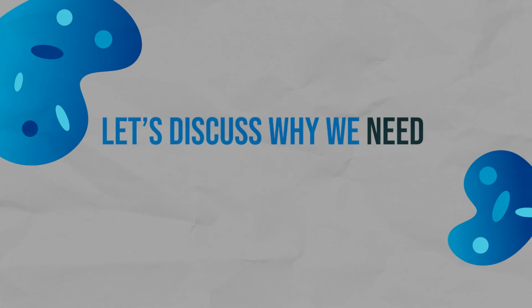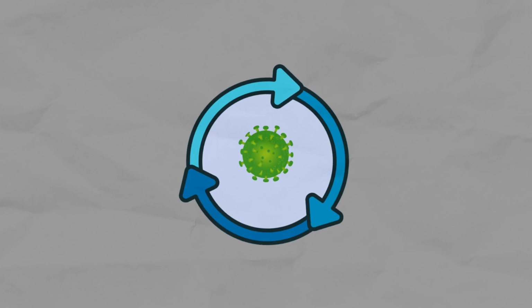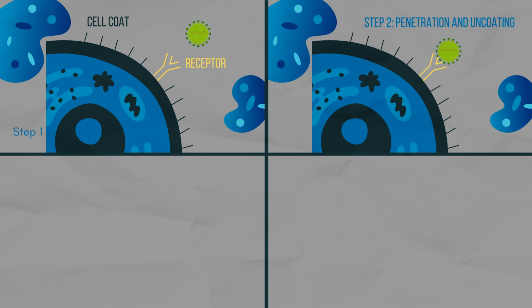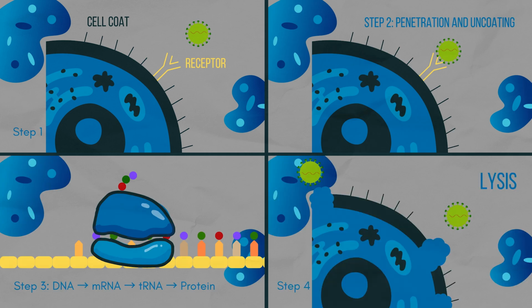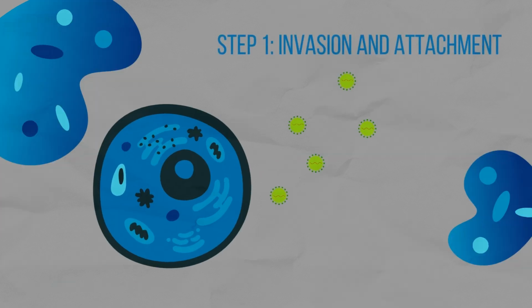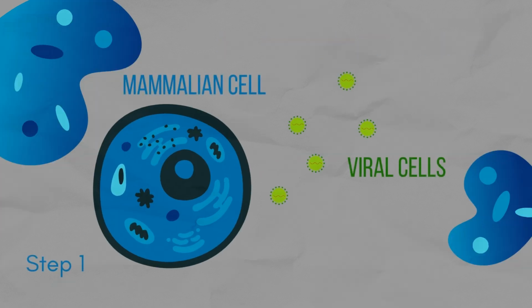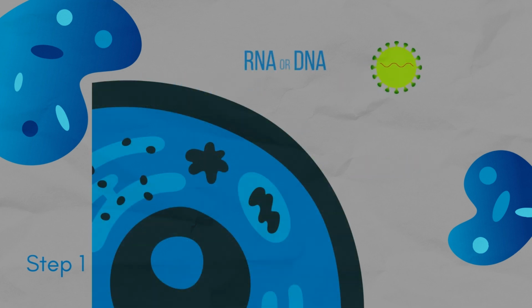Let's discuss why we need vaccines in the first place. The life cycle of a virus is a complex, multi-step process that plays a crucial role in the development of vaccines. Understanding this cycle is essential for designing effective strategies to combat viral infections. Here's a brief overview. First step in the viral life cycle is invasion and attachment. A virus begins its journey by identifying and attaching to a susceptible host cell.